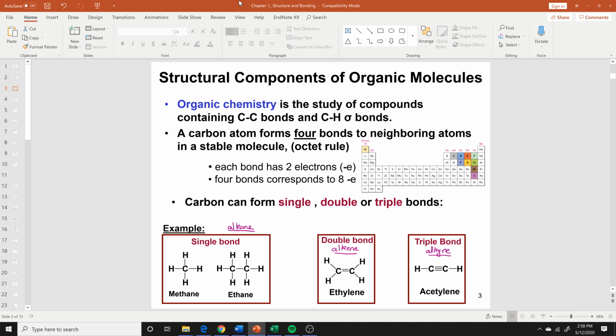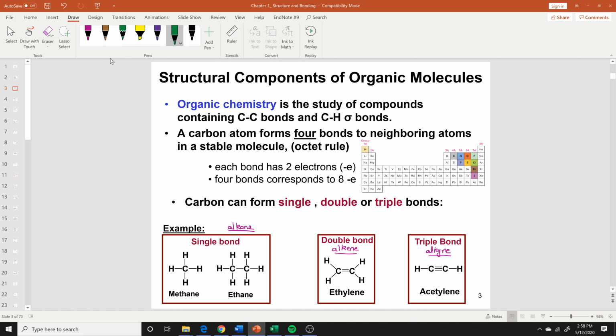So let's start the chapter. What is organic? Organic is the chemistry or the study of carbons, how carbons are bonded together, and how carbons are bonded to hydrogens. So carbons can make bonds with each other, as you can see over here, a carbon single bond carbon, and carbons can make bonds to hydrogens. Carbons can make bonds with each other, making single bonds, they make double bonds, and they make triple bonds.